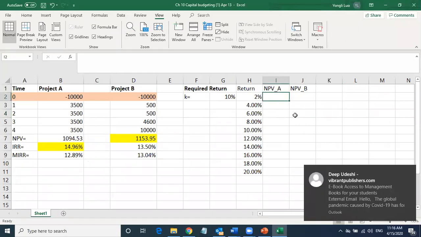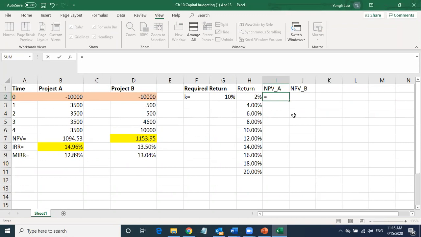What will be the net present value for project A? Remember, we use the net present value function. We choose the rate, 2%. For project A, we select all these positive cash flows, and we add the initial investment. We want to fix all these numbers, so we put a dollar sign in this one, and in this one. The cash flows will not change; only the required rate of return will change.